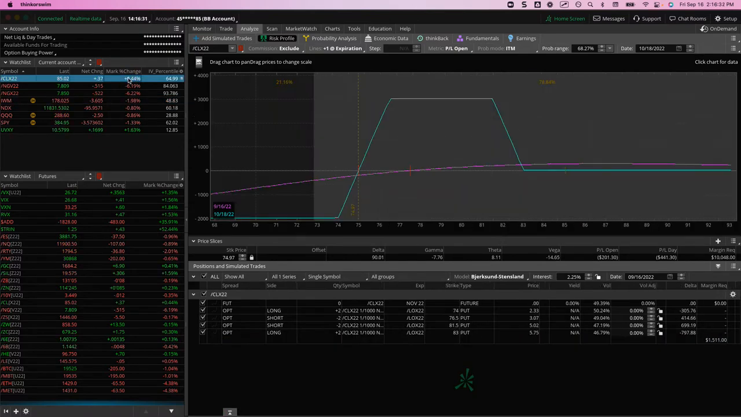So like I said, we closed out 1 of 3 contracts, so we're still holding 2, and you can see we're up another $240 some on our remaining couple contracts.